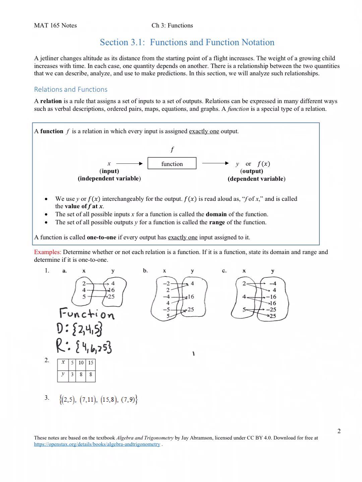Now, is this one-to-one? Does every output value have exactly one input to it? Let's take a look here. Y's are our output. Does every output have just one input assigned to it? Yes, it does. So this is one-to-one.